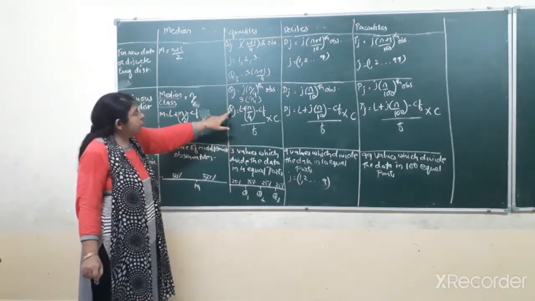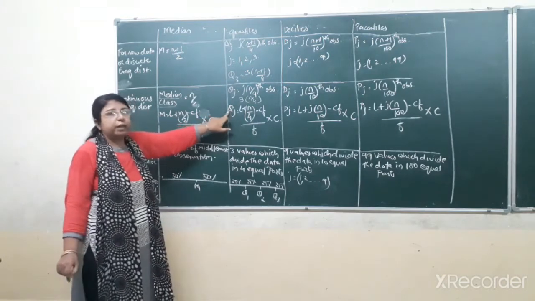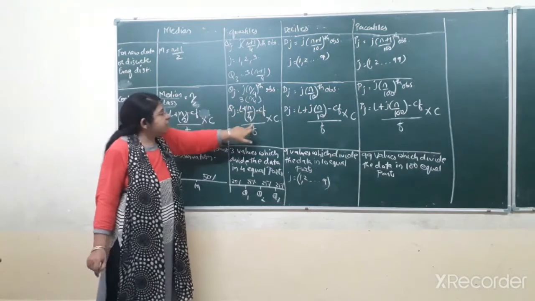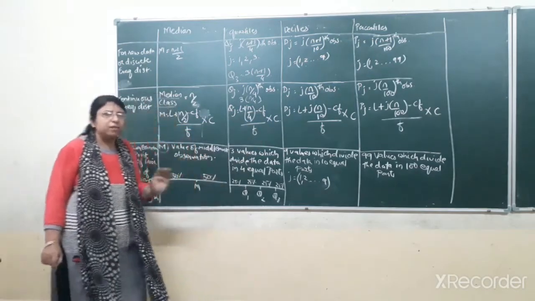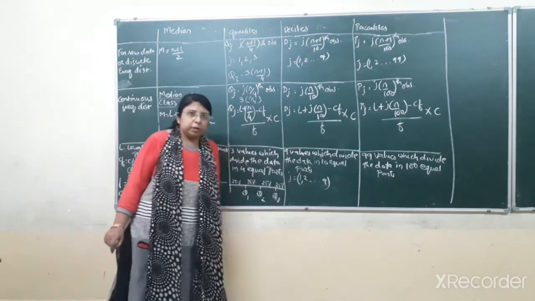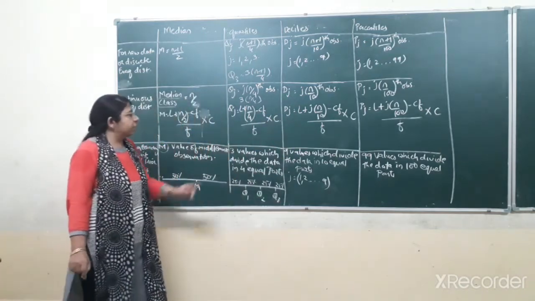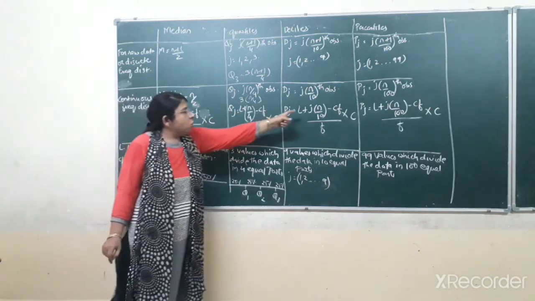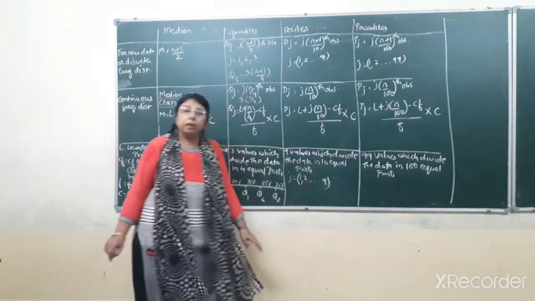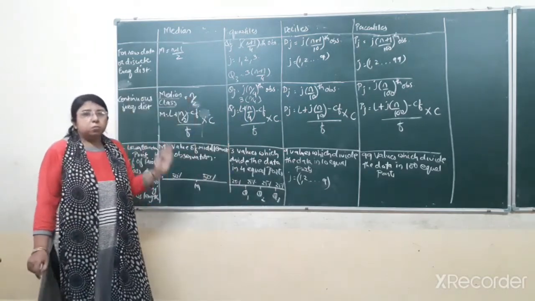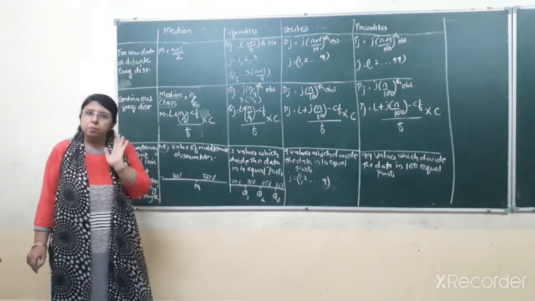Now next, apply the formula of Qj to find the quartiles. That is L plus, n by 4 minus CF, upon F, into C. The formula remains the same for all, that is median, quartiles, deciles and percentiles. The only difference is that in place of n by 2 here, it would be n by 4, over here n by 10, and the last one n by 100. Otherwise the formula remains the same for median, quartiles, deciles and percentiles.